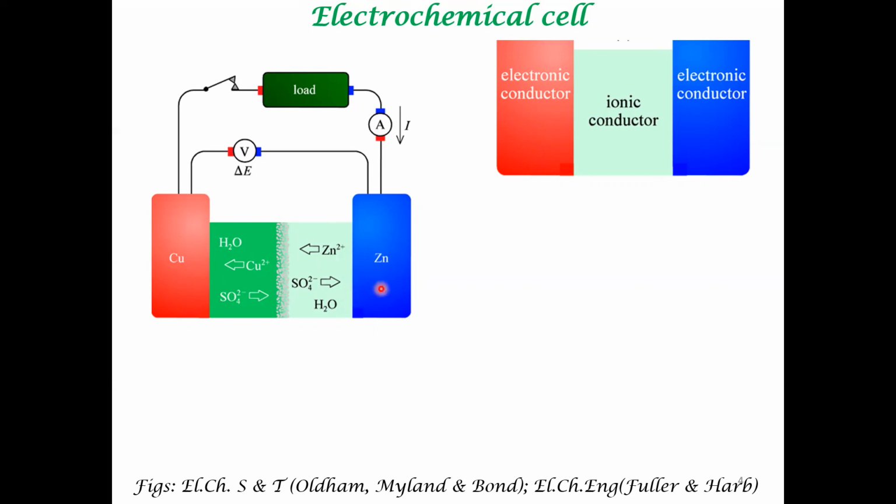So this is an energy generating device. This Daniell cell is an energy generating device. So what is the fuel here? The fuel here is actually zinc effectively getting oxidized to zinc 2 plus and copper 2 plus getting reduced to copper. So this is the actual fuel, that is the zinc oxidation to zinc 2 plus and copper 2 plus reduction to copper.